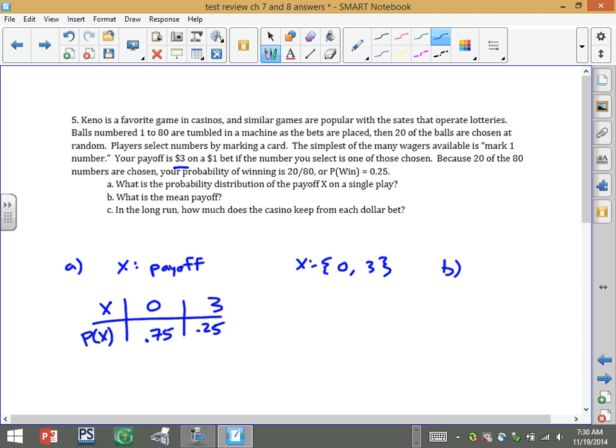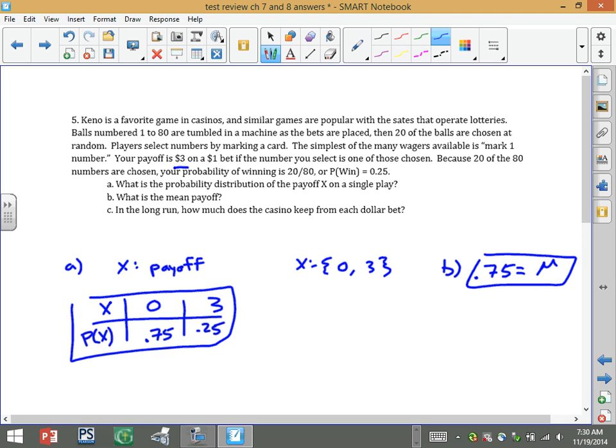So for B, wasn't the mean payoff just, again, you could put that in the calculator or just realize it's really just doing 3 times 0.25. So the expected payout is 0.75. Now the standard deviation, that would require you to go into the calculator, but we're not asked for it here, so we'll just keep moving forward.